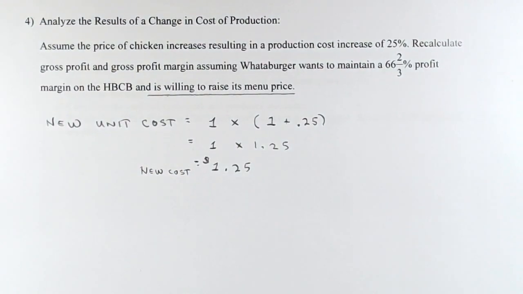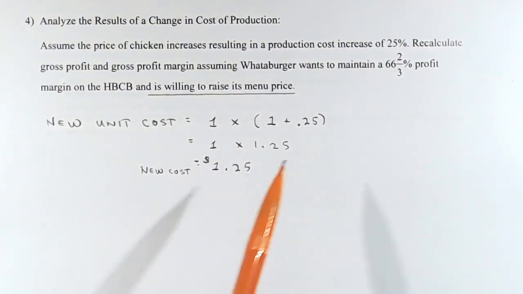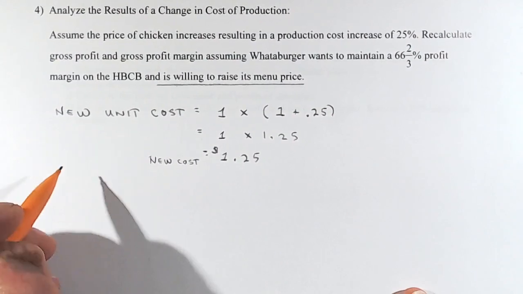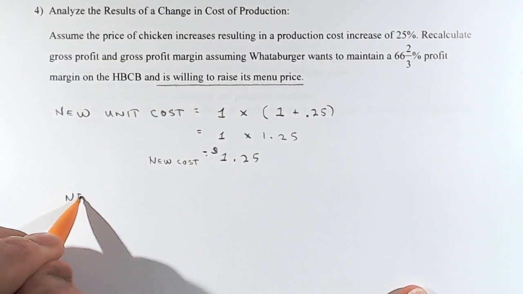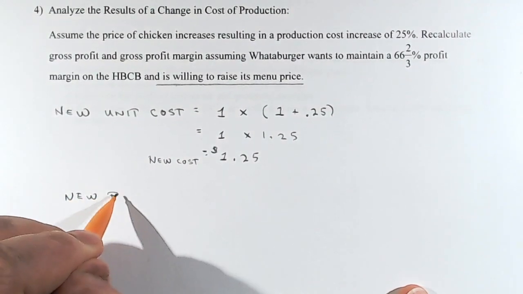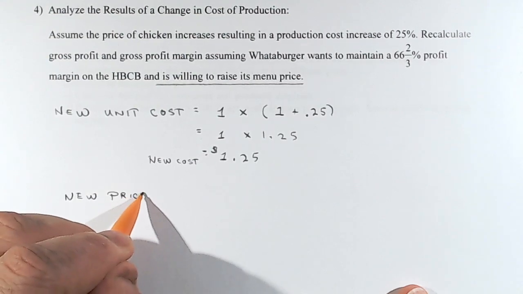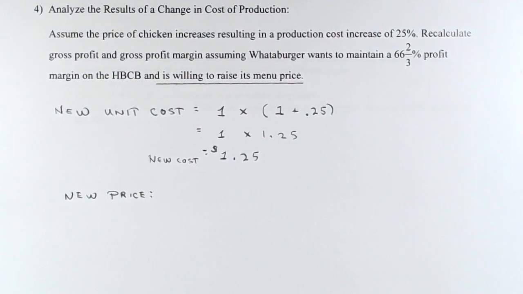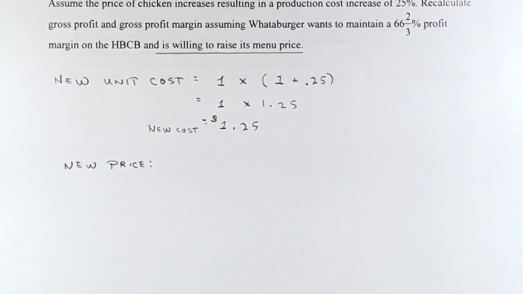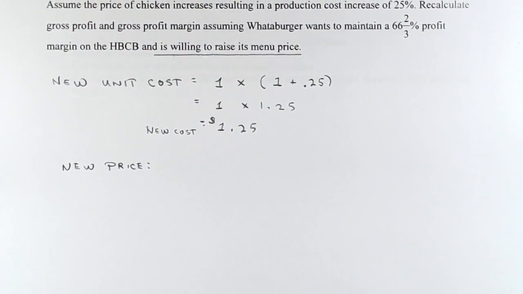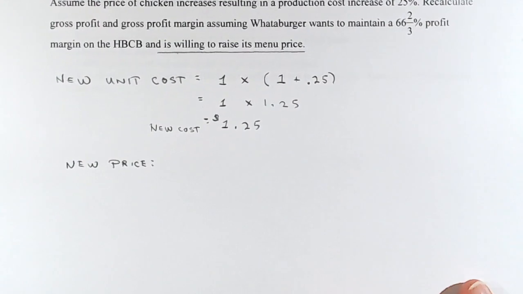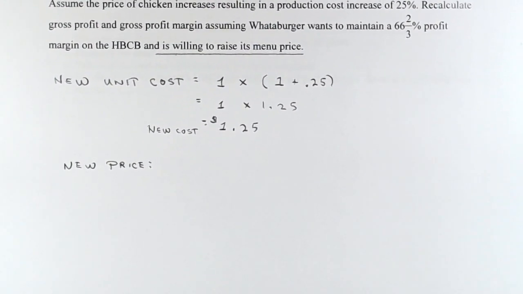Well, let's see what that does. We have to figure out from this new cost the new price. So here's how we're going to calculate the new price. This is actually somewhat elliptical in how you're going to have to do this, because you want to maintain a certain profit margin. So you can't just directly compute the new cost. You have to figure out how much to raise it by so that you maintain this profit margin.